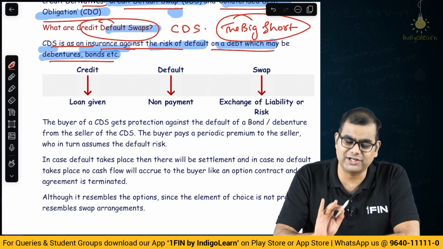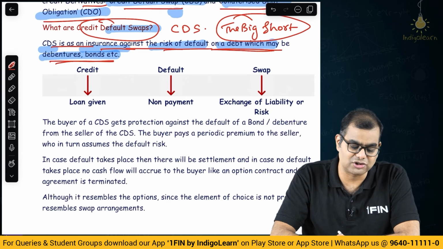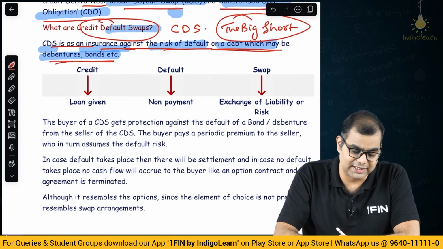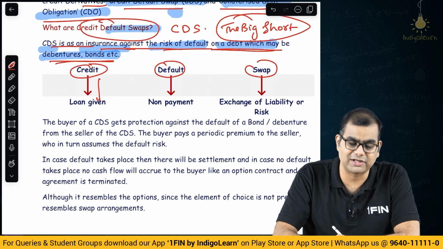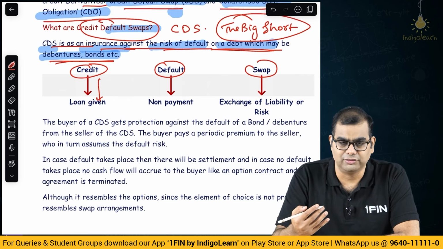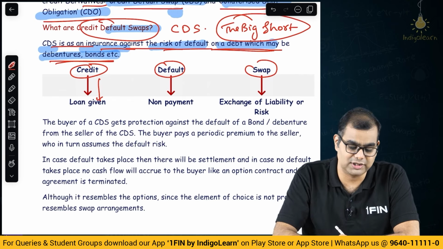You should not overcomplicate, it's an insurance against the risk of default on a debt which may be debentures or bonds or etc. It can be loan also, okay, debentures, bonds are also varieties of loans. Let us understand, credit default swap. What is a credit? Credit is basically you have given a loan. When there is a bond that is issued, when you as a company, let's say you are RIL, when you are issuing a bond, you are taking a loan. So, this is a loan.